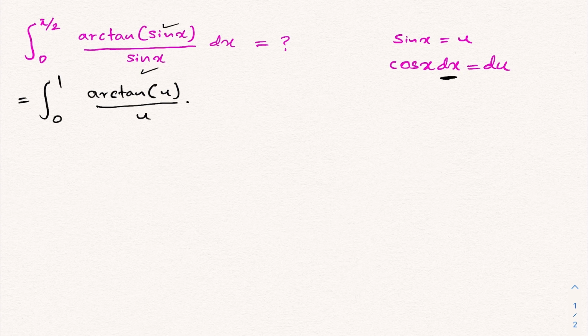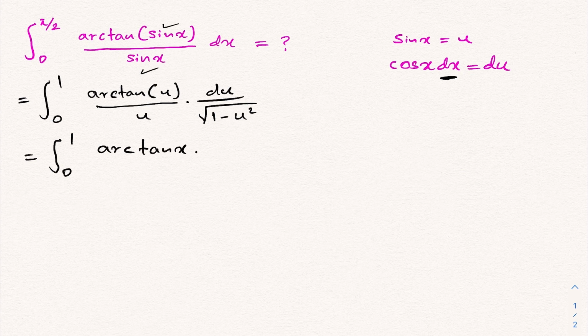And dx we can isolate: dx, we know, is du over cosine of x. So cosine of x, we know, is the square root of 1 minus sine square of x. So we have the square root of 1 minus u square. Well, then we know a definite integral is independent of the variable. Therefore, I am going to change the variable. So now we can write here the integral of arctan of x times 1 over x times the square root of 1 minus x square times dx.